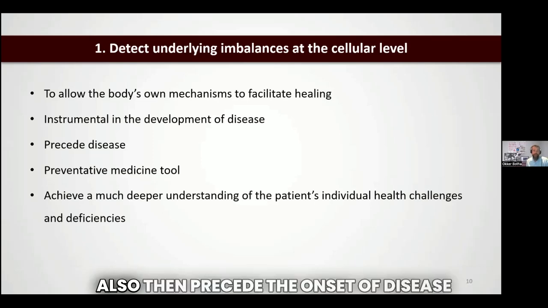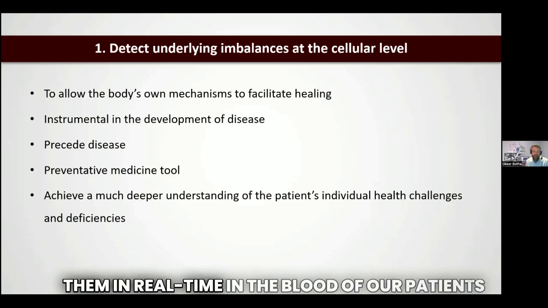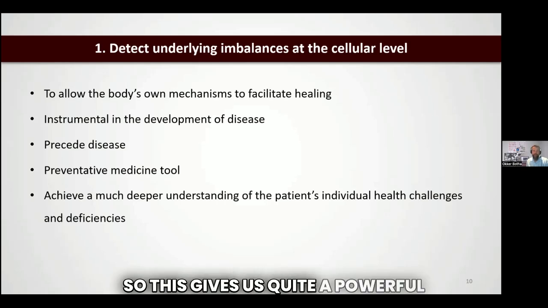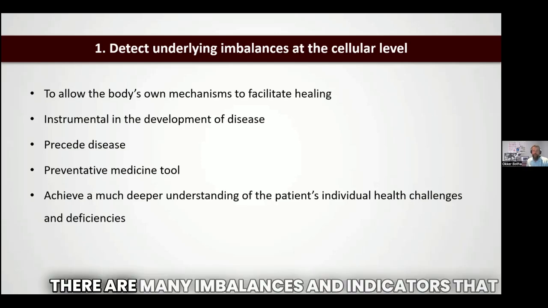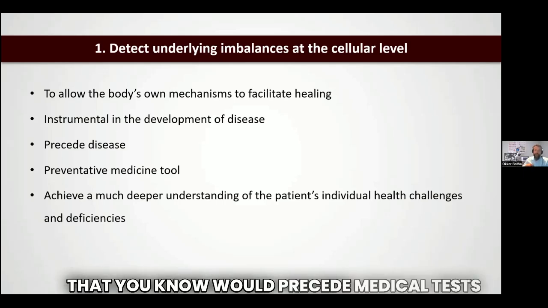These imbalances also then precede the onset of disease. So we're able to then detect these imbalances and track them in real time in the blood of our patients. So this gives us quite a powerful preventative medicine tool, because there are many imbalances and indicators that we're able to pick up in live blood samples that would precede medical tests.